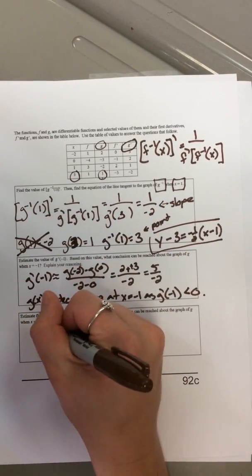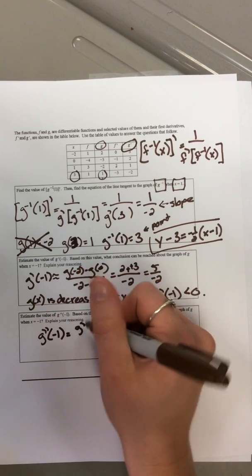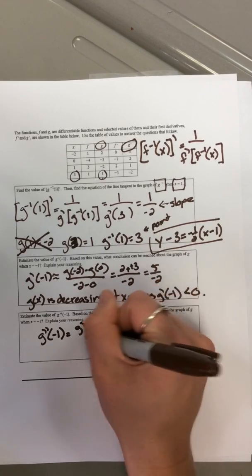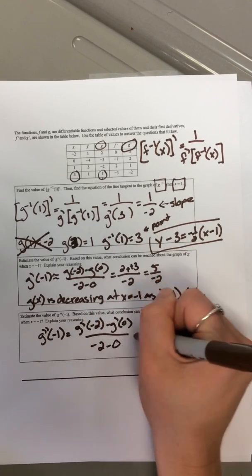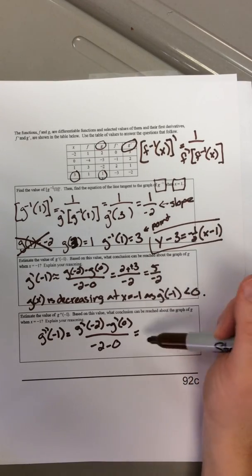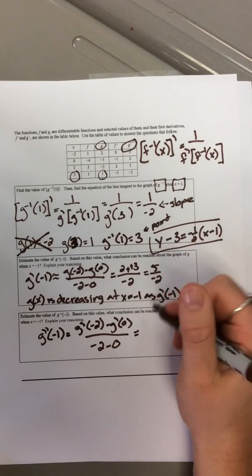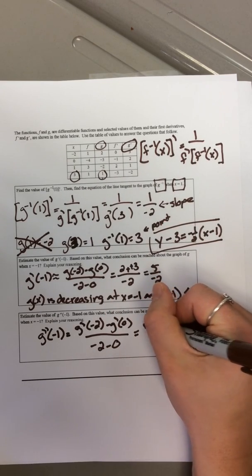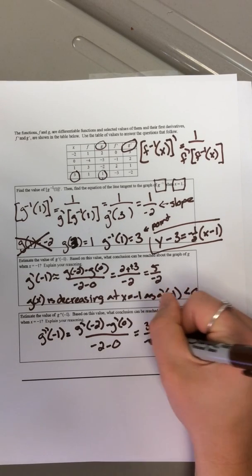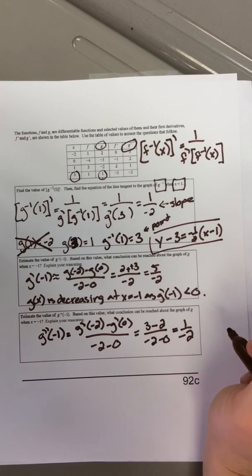g double prime of negative 1 is going to equal g prime of negative 2 minus g prime of 0 over negative 2 minus 0. And so this is saying g prime of negative 2 is 3 minus g prime of 0 is 2. So I'd have negative 1/2.